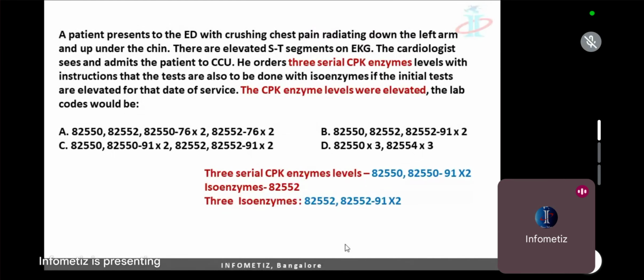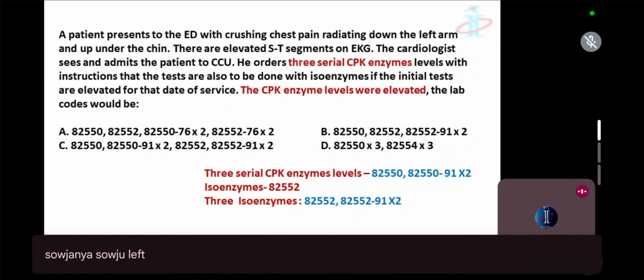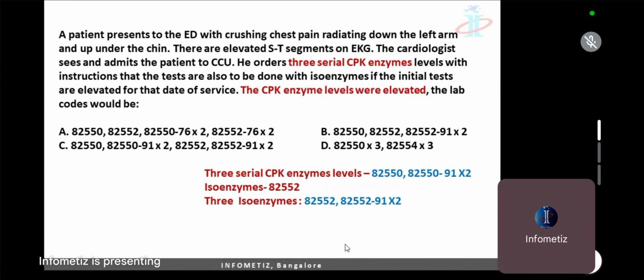See, the A and D options are eliminated. As per B and C, I can see 82550 performed only once in the B option, and in the C option 82550 is also performed 3 times. So now my approach should be, I need to find out only one thing: whether 82550 has been performed 1 time or 3 times. That I will check in my question. And what is 82550? It's a CPK enzyme. Now you got the answer. Answer C. C is the correct answer.